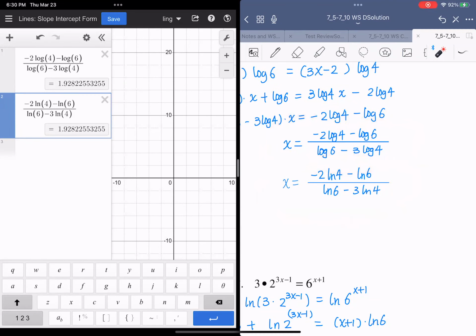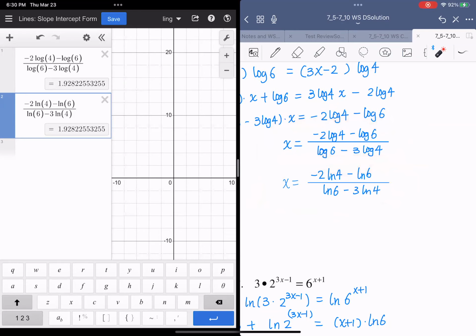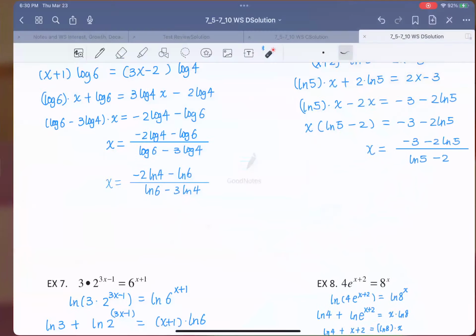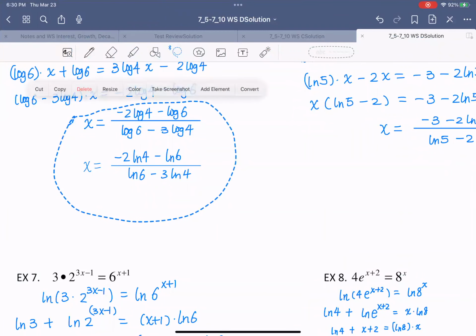Now I'm going to use the logarithm properties to prove these two are the same. Let's do this proof. Everybody know the question now? We want to show this gives you the same answer. Now I'm going to show you why these two are the same.